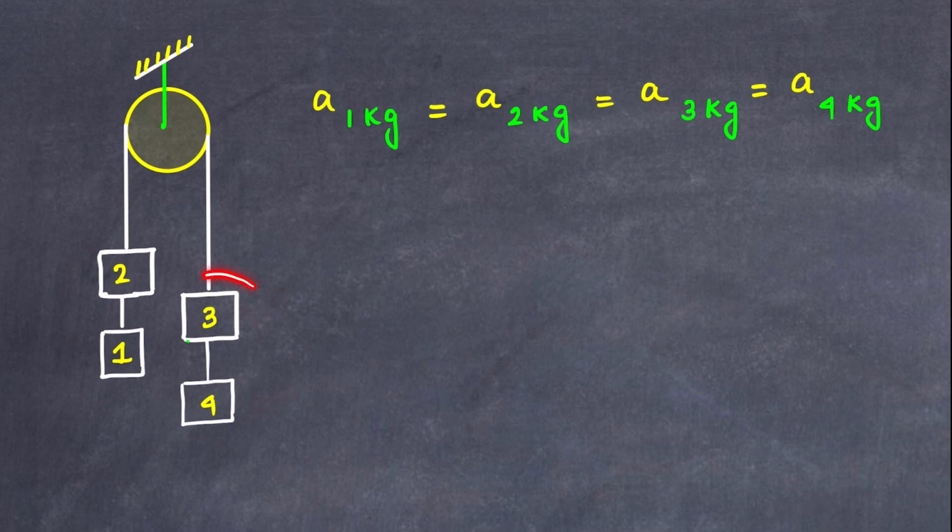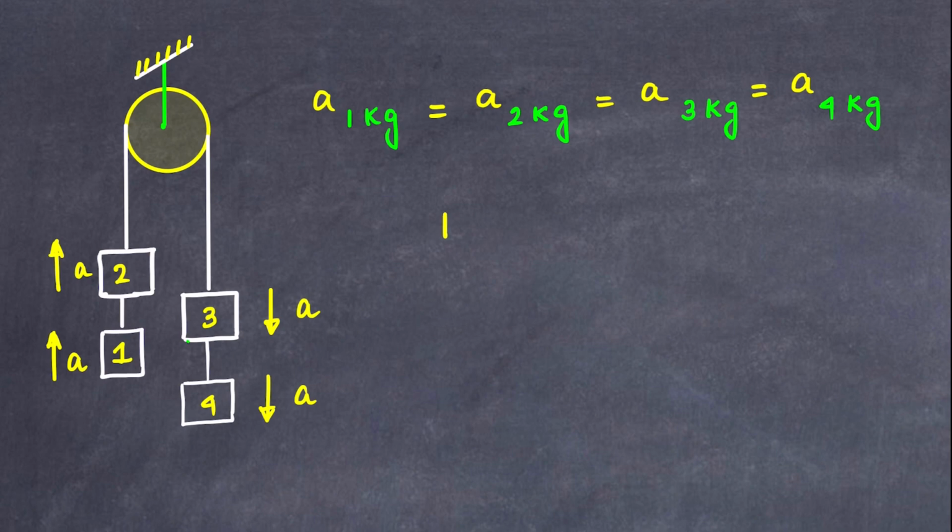Over here you can see that this side is heavier, right? There is a 4 kg block and a 3 kg block, whereas this side is lighter. Why? Because there is a 1 kg block and a 2 kg block. So the 3 kg block and the 4 kg block will move downward, and the 1 kg block and 2 kg block will move upward. Now suppose the acceleration of the 3 kg block will be a downward, the acceleration of the 4 kg block will also be a downward. Since the 2 kg block is moving upward, its acceleration will be a upward, and the acceleration of the 1 kg block will be a upward, right?